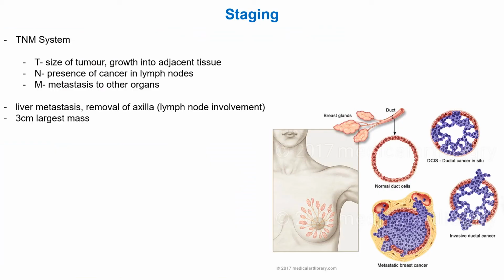Staging is based on the TNM system, giving further information on prognosis, best treatment, and suitability for clinical trial. Results from histopathology, together with discovery of 3 cm mass, distal organ metastasis, and need for radical mastectomy and the removal of lymph node axilla, together suggest stage 4 or advanced classification.